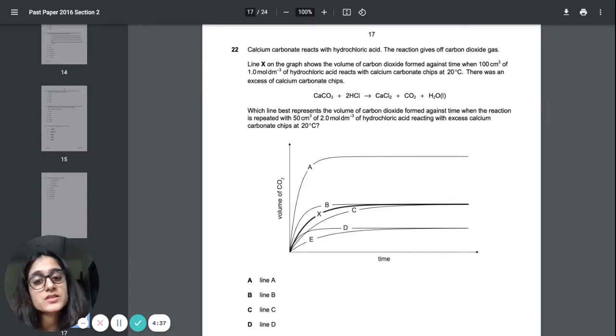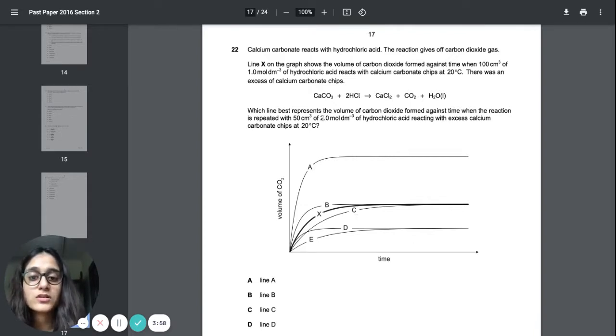Which line best represents the volume of carbon dioxide formed against time when the reaction is repeated with 50 cm³ of 2 mol/dm³ hydrochloric acid reacting with excess calcium carbonate chips at 20 degrees Celsius? So we know that the number of moles of hydrochloric acid is equal in each case. 50 cm³ of 2 mol/dm³ would give you the same number of moles as 100 cm³ of 1 mol/dm³. So that would mean that the volume of carbon dioxide will be equal. So it has to be either line B or C.